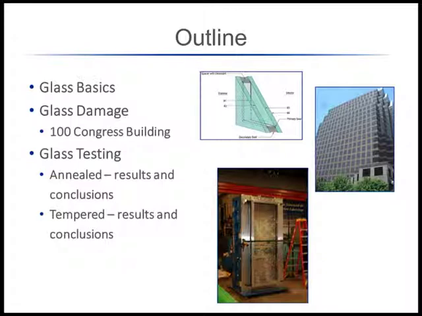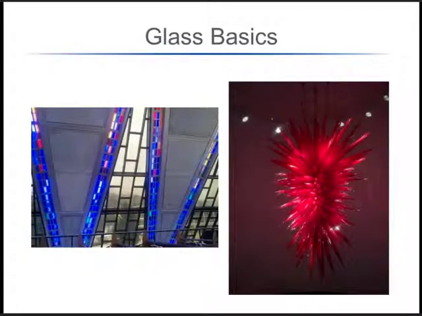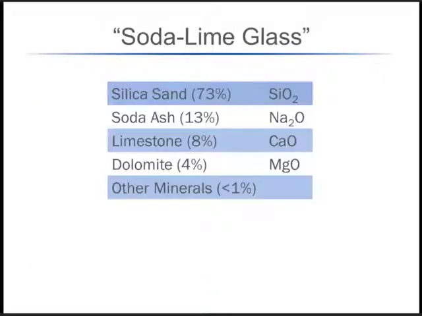So for glass basics, glass takes many different forms and can take many different colors, but it's really composed of much the same material. Typically what we see in the industry, and in the vast majority of building windows and curtain walls today, is what's referred to as soda lime glass. The basic constituents are here on the screen. Mostly it's made of sand, soda, and limestone with a few other materials thrown in.